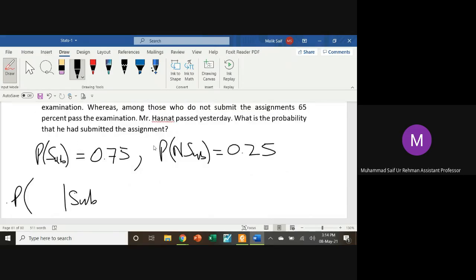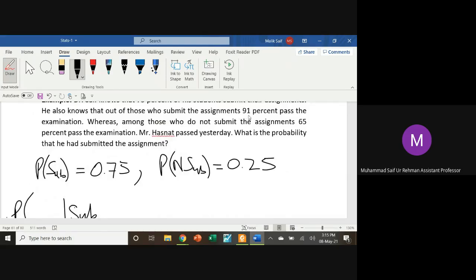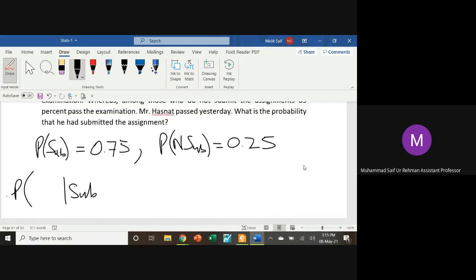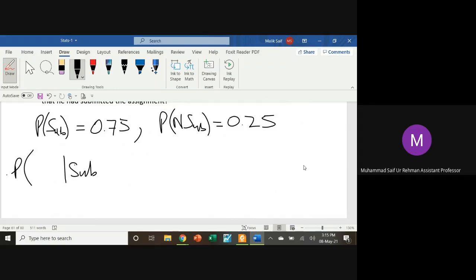And probability of what? 91% pass the examination. So you may write down pass, or PA, or whatever you want to write. So the probability that, out of those who submitted the assignment, the students who passed the examination, 91%. So 0.91. Understand? Right.